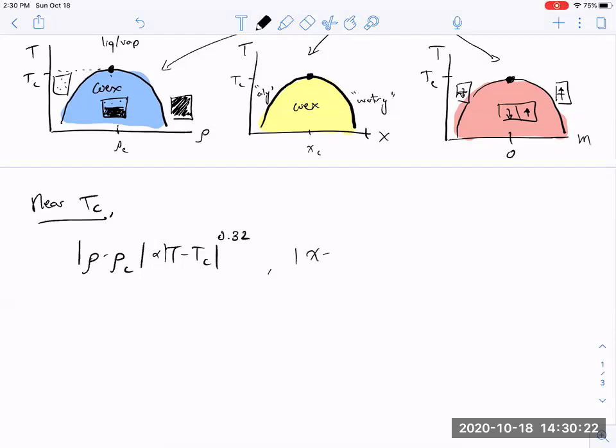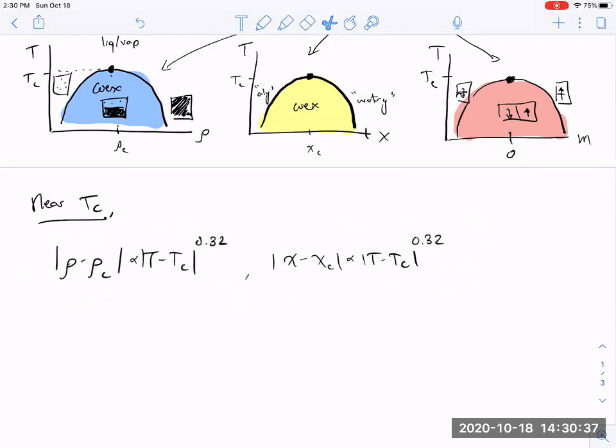Similarly, if I measured how the composition changes relative to the critical composition as a function of temperature for a host of different mixtures, I would find the same power law, scaling like the temperature to the 0.32 power. And finally, the absolute magnitude of the magnetization, which goes to 0 at the critical temperature, does so with the exact same power law, 0.32. That exponent we give a symbol to, we call it beta, and it is known as a critical exponent.